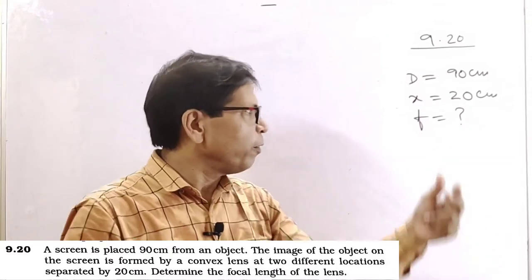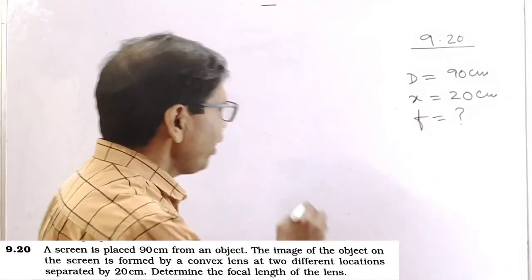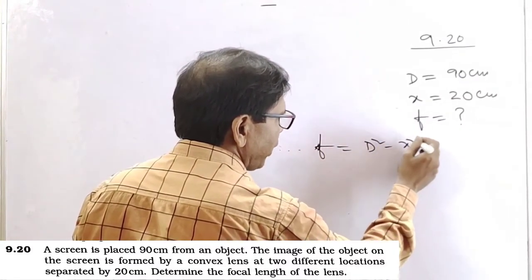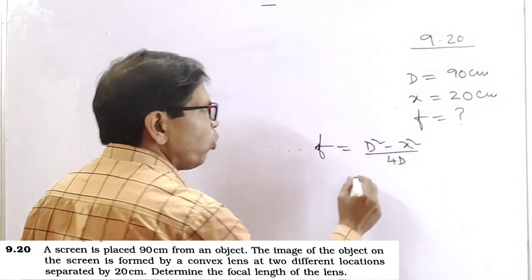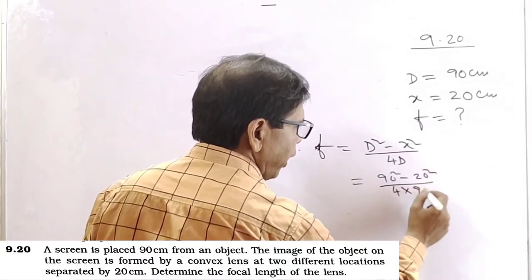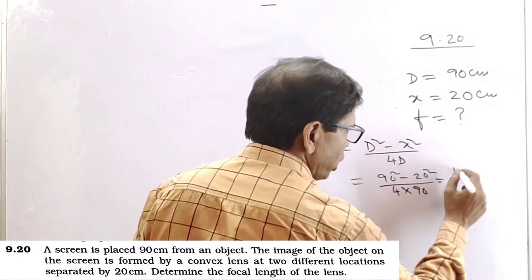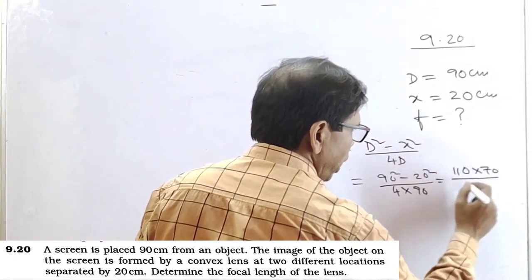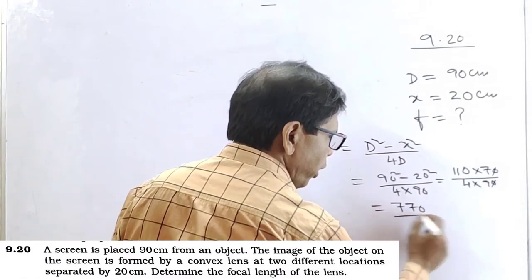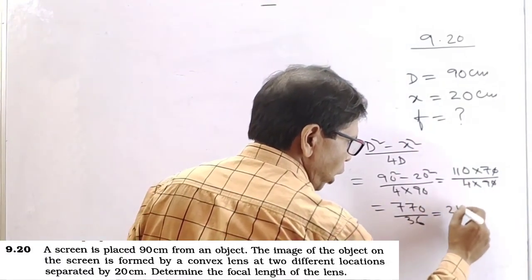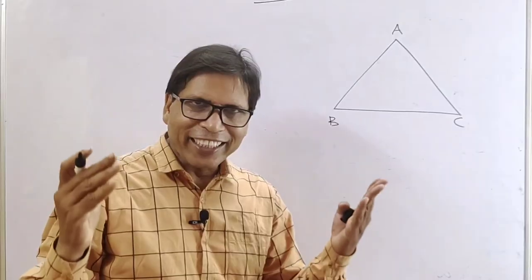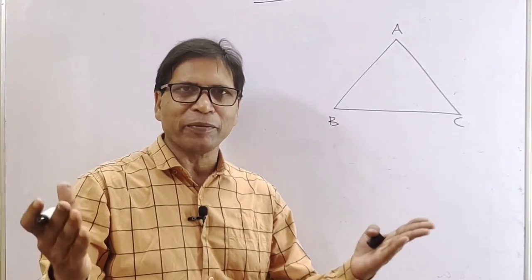If the separation of two positions is 20 centimeter, we have to calculate the focal length. Now focal length f equals (d square minus x square) by 4d. Okay, now look at this: this is the 90 square minus 20 square by 4 into 90. So look at this, this is a plus b into a minus b: 110 into 70 divided by 4 into 90. Now this and this cancel out, so this is 770 divided by 36, so this is 21.4 centimeter. Okay, understood?